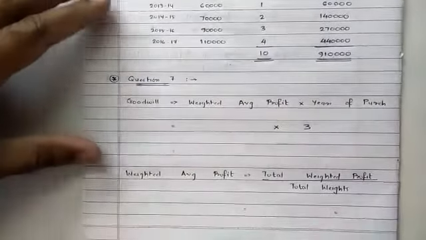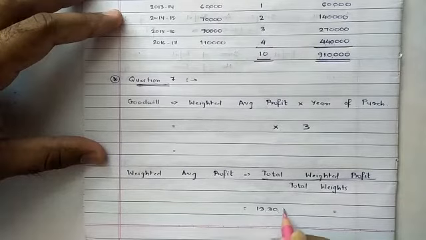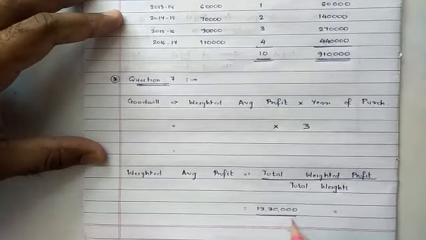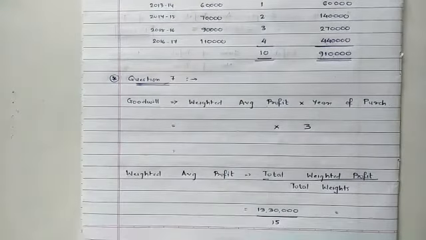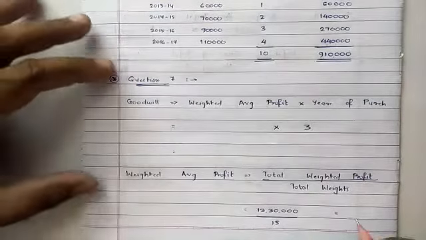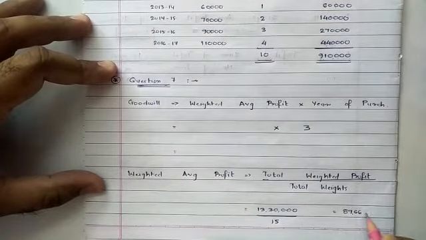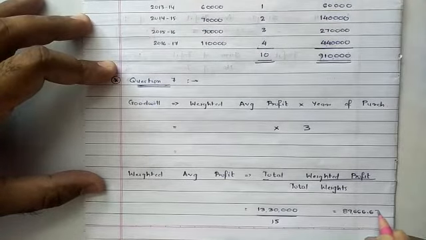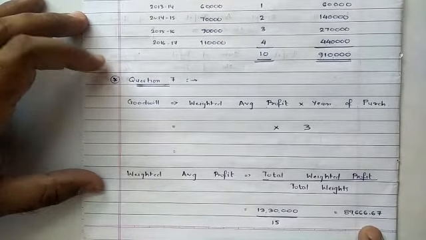13,30,000 divided by 15, and if we simplify it, the resulting answer comes to 89,666.67. We can round it off first or we can round it off later as well.